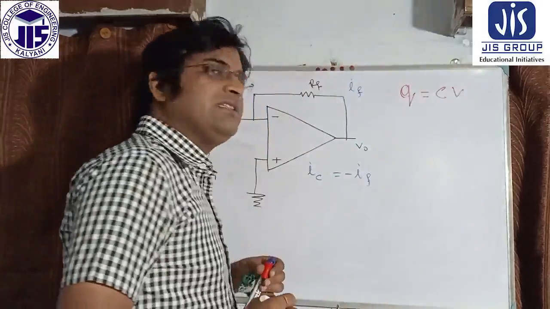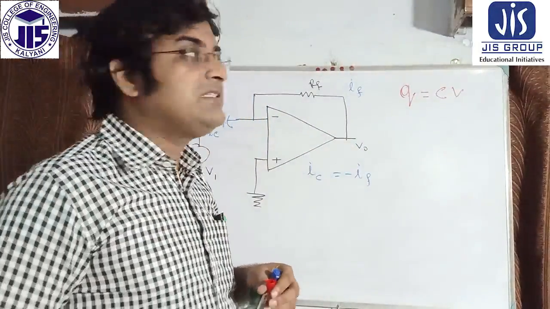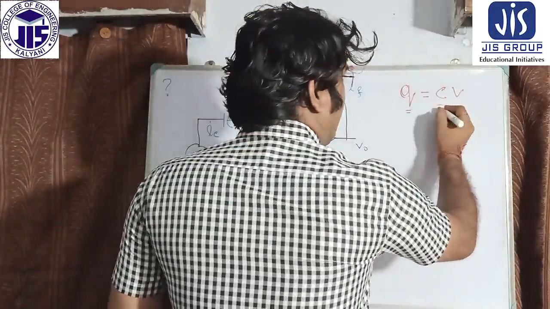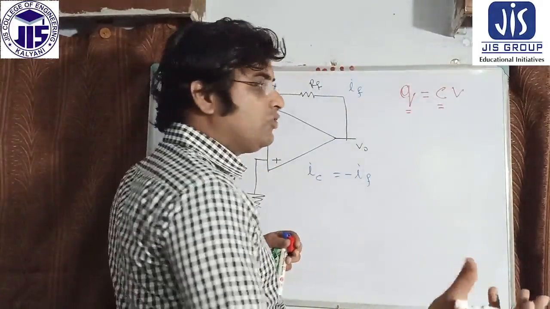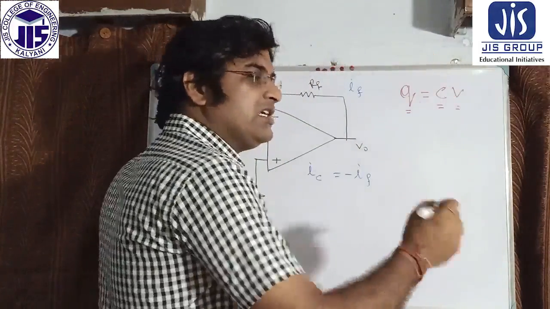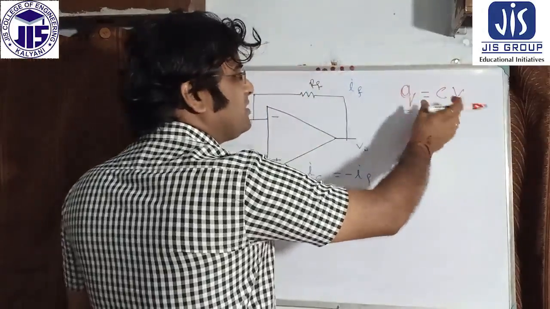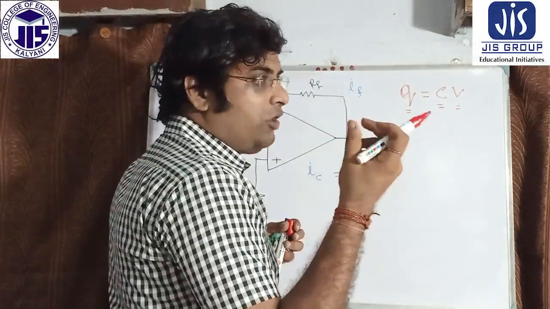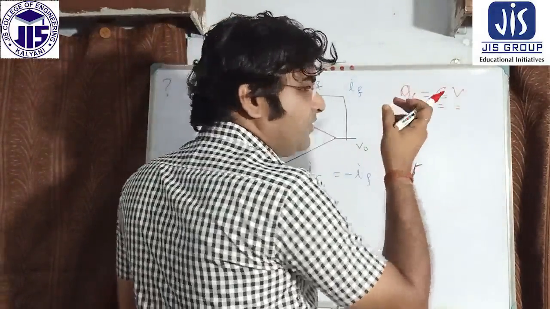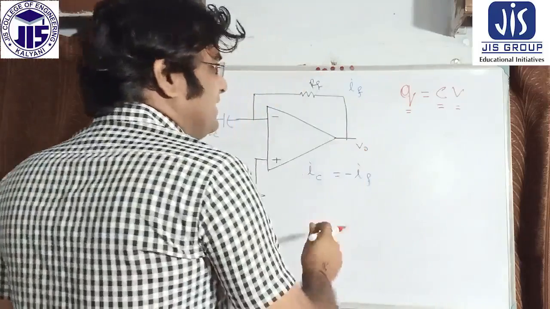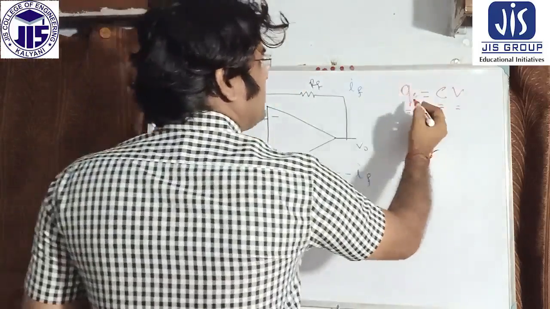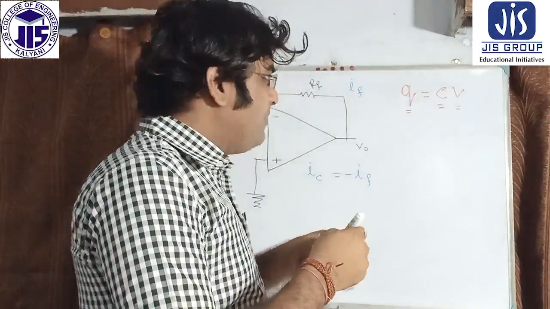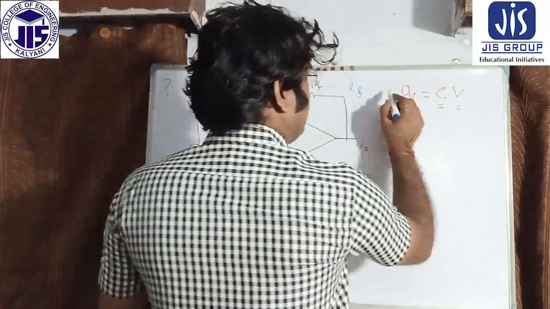I hope all of you know this particular equation, Q equals CV. This is the capacitor equation. Q is the charge, the amount of charge. C is the capacitance, the capacity of storage, which is multiplied with the voltage. Q equals CV represents the charge amount of any kind of capacitance. So we go to the next step of it. I just differentiate this.